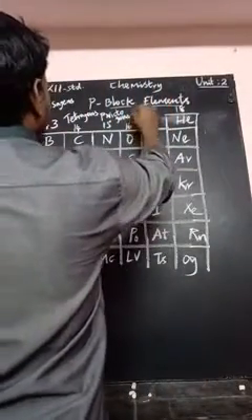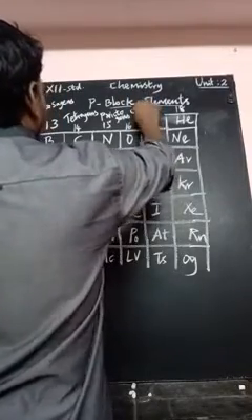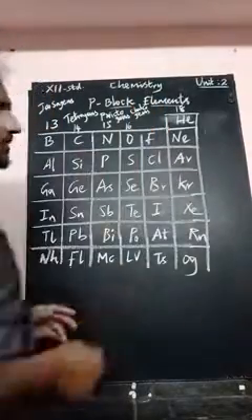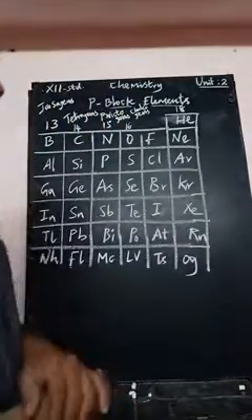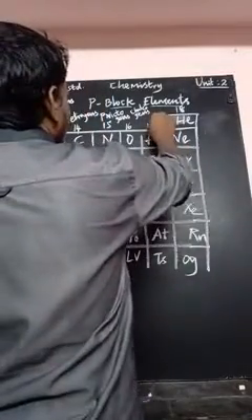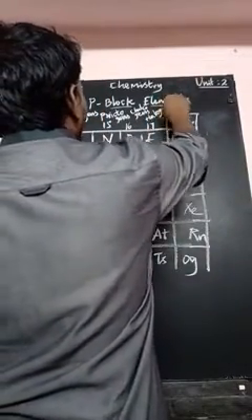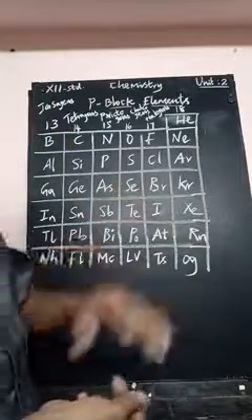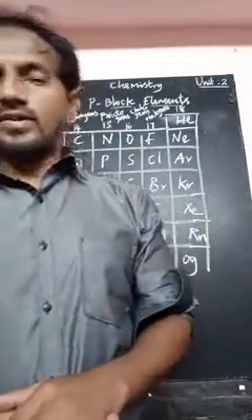And 16 group elements are called chalcogens, the ore forming elements. Chalco means ore, and gens means producers. And 17 group elements are called halogens, the salt producers. And we know very well 18 group elements, the most stable elements, are called noble gases or inert gases.